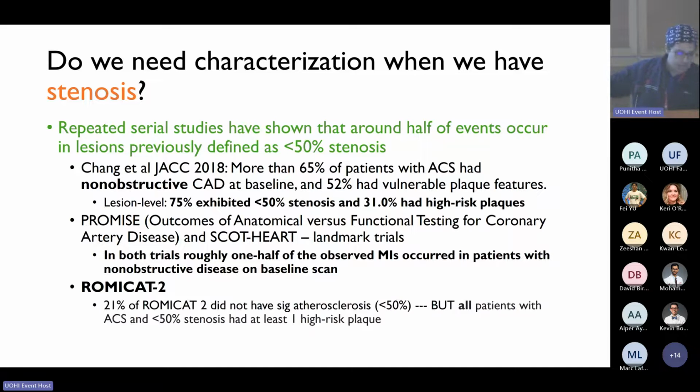The ROMICAT-2 study was another large CT study. In this case, 21% did not have significant atherosclerosis, but every patient who then ended up having a heart attack and had less than 50% narrowing did have a high-risk feature, specifically positive remodeling or the napkin ring sign or the other CT features we were discussing earlier.